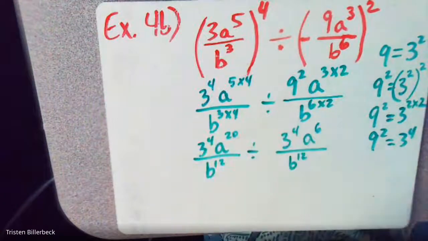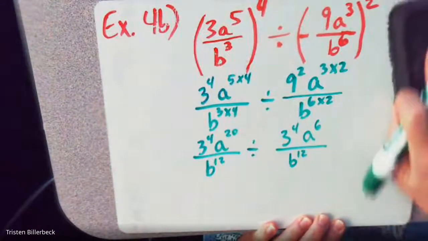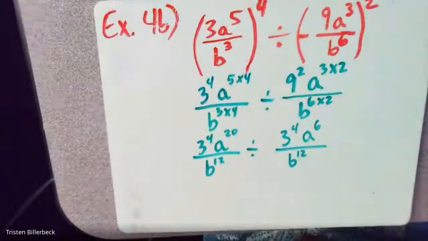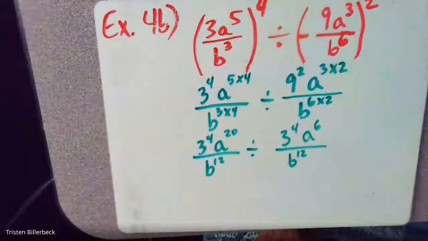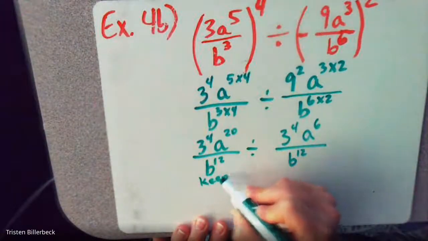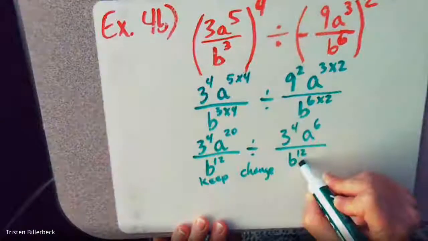Then we have a to the 6th over b to the 12th. Okay, so we are dividing. This is not a nice problem for you. I'm very sorry. So let's think about how we're going to do this division now. So if we remember, keep, change, flip.